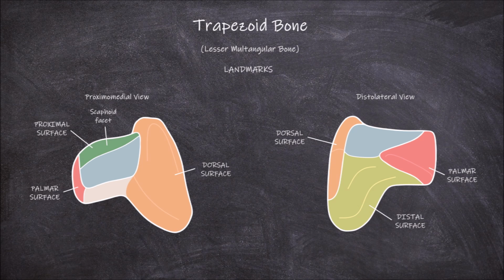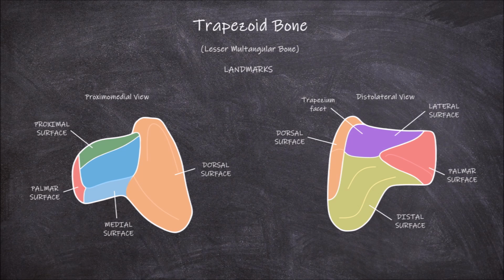The fifth surface is the medial surface. This surface is concave and has a facet on it for articulation with the capitate bone. The sixth and final surface is the lateral surface. This surface is convex and has a facet on it for articulation with the trapezium bone.